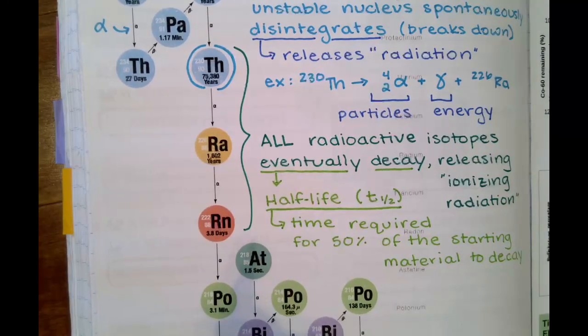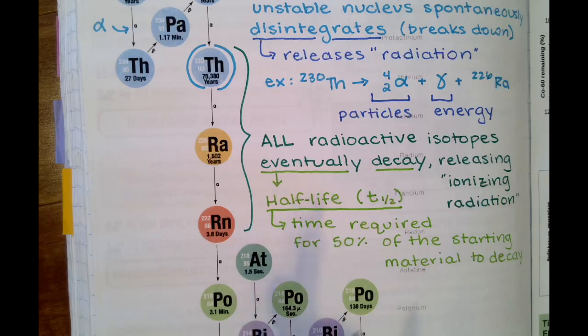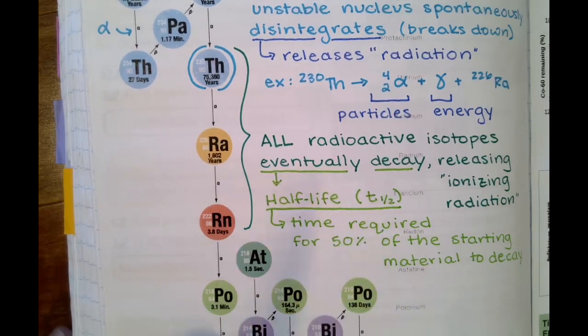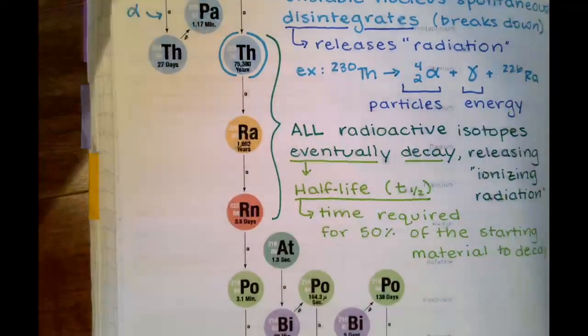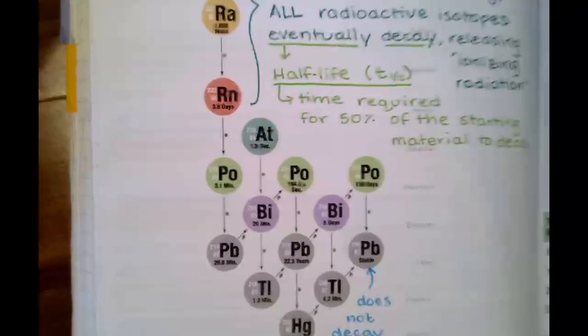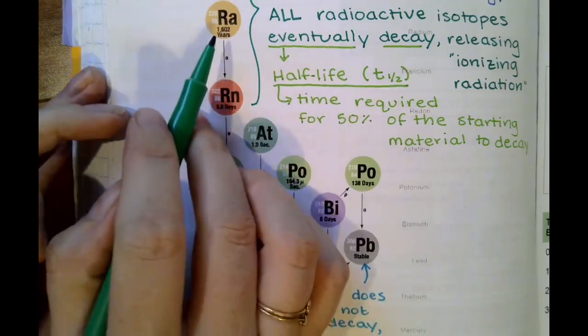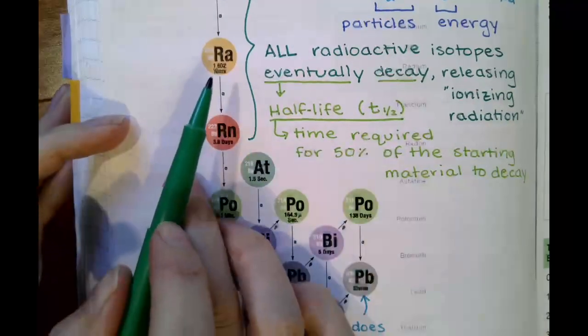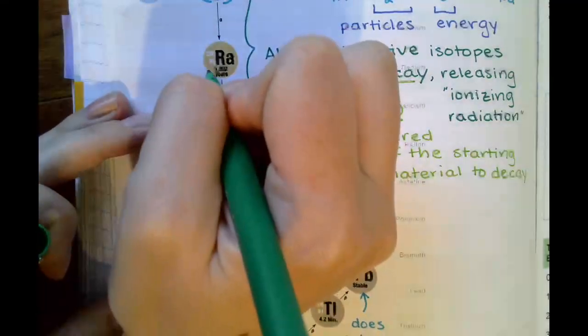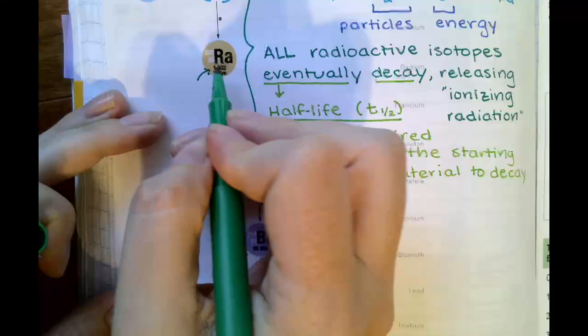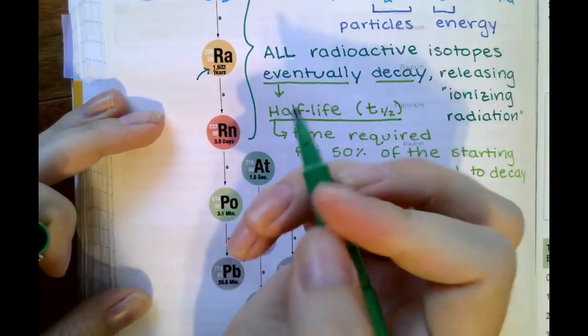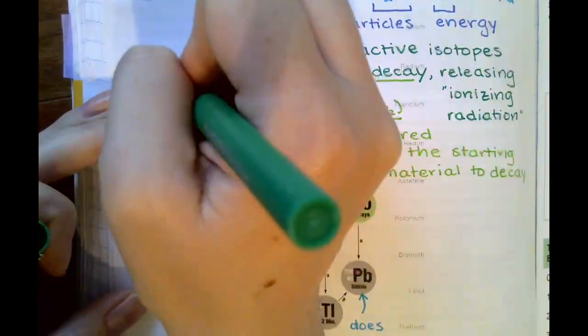So let's do a little bit of practice on this. Before we look at any complicated graphs, I just want you to take a look at these guys down here and take a look at the half-life for me. What's the half-life of radium? Okay, well, it's 1,602 years.